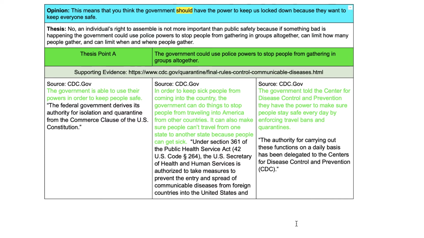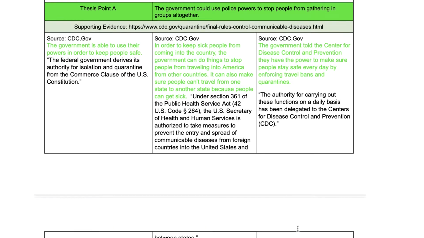So if you're sick, you can't come into the country, and the government should be able to use their power to do that. They should also be able to say, if you're sick in New Jersey, you cannot go to Florida and get everybody sick there. If you're sick up in northern New Jersey, you cannot come to Long Beach Island and get us sick. That was my opinion. And okay, so I agree. But I have to prove what I wanted to say.